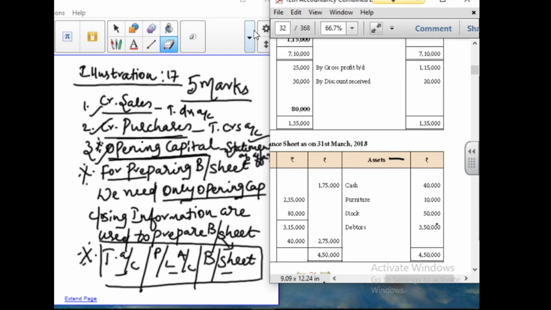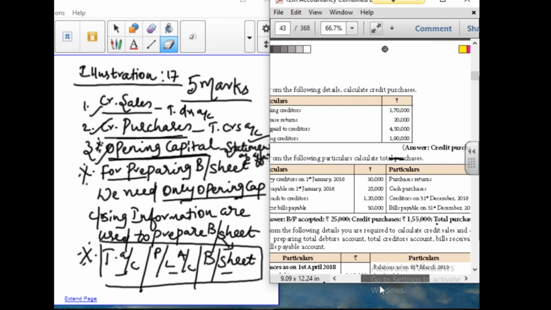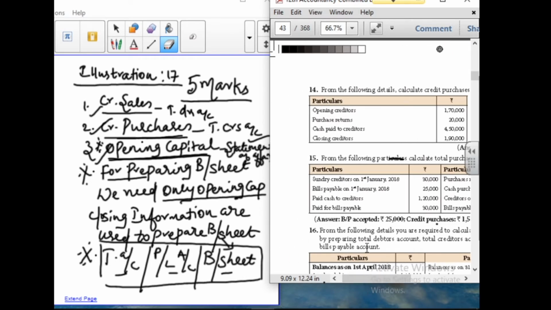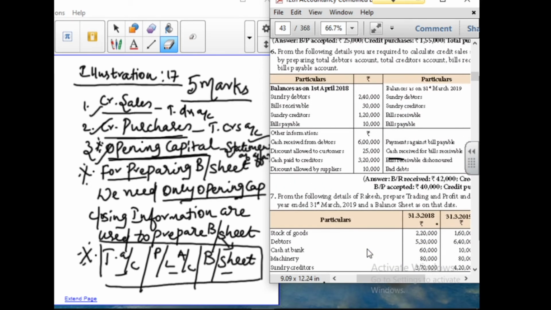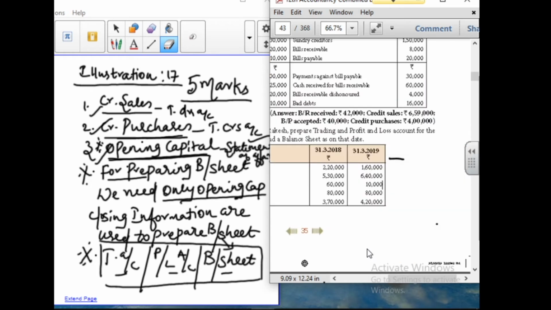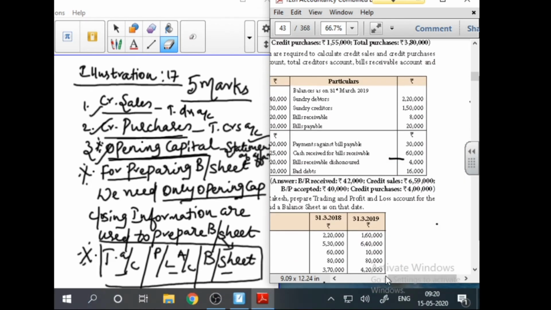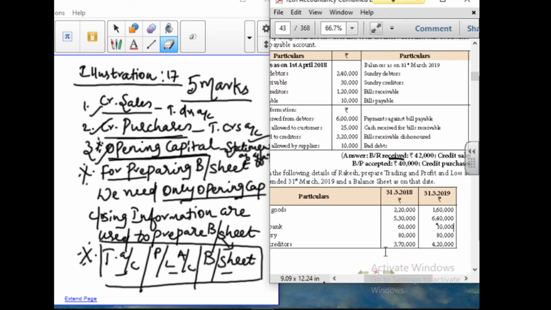Next, we'll move on to the problem number 17 in the exercise. The same thing we have to keep in mind. For the problem number 17, three things you have to keep in mind. That is your credit sales, credit purchases, and opening capital. In this question, the same methodology we are going to apply in the problem number 17.